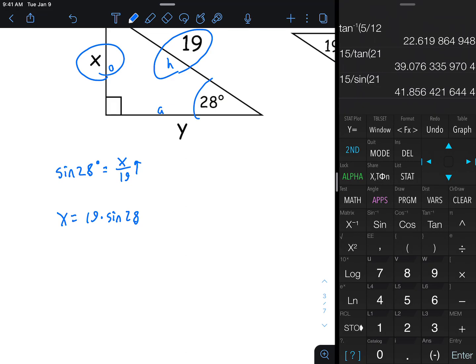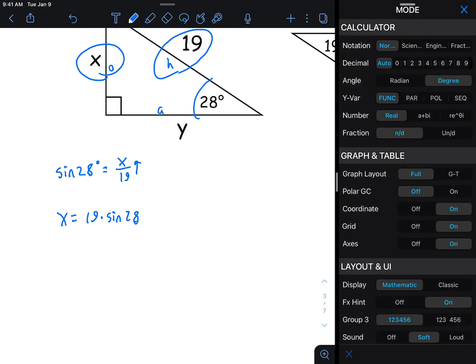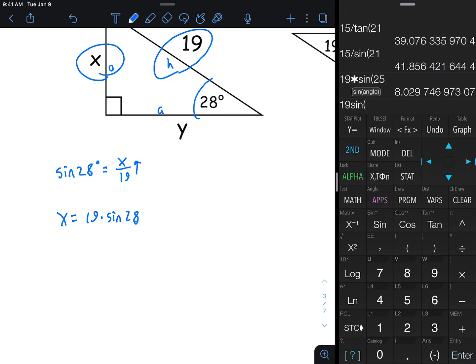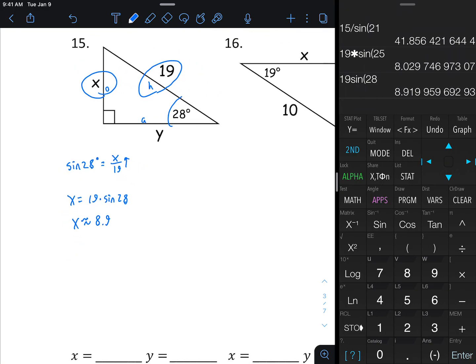Make sure your calculator is in degree mode. Make sure you hit mode and then go check that. So let's see here, 19 times sine of 28. Let's see if I can type it in here correctly. 19 sine 28. All right, so x is approximately 8.9. And I think they asked us to round to the nearest tenth.